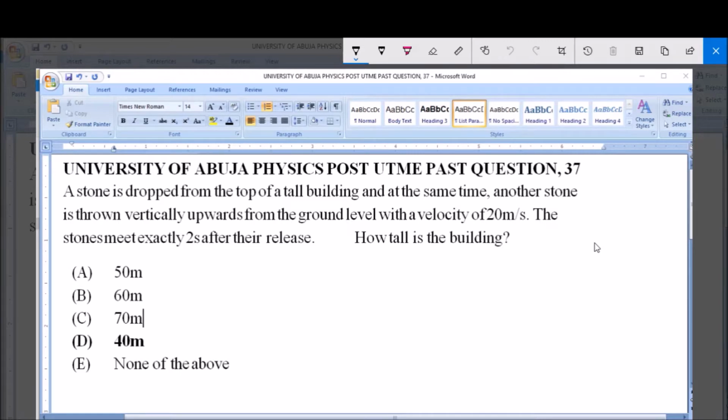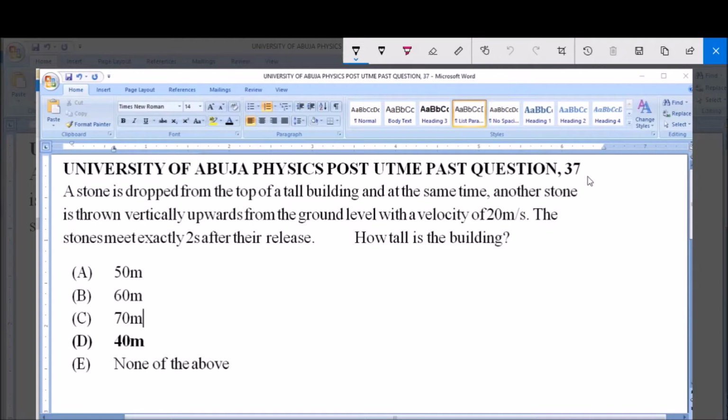A stone is dropped from the top of a tall building, and at the same time another stone is thrown vertically upwards from the ground level with a velocity of 20 meters per second. Now these two stones meet exactly 2 seconds after their release. How tall is the building? A 50 meter, B 60 meters, C 70 meters, D 40 meters, and E none of the above.